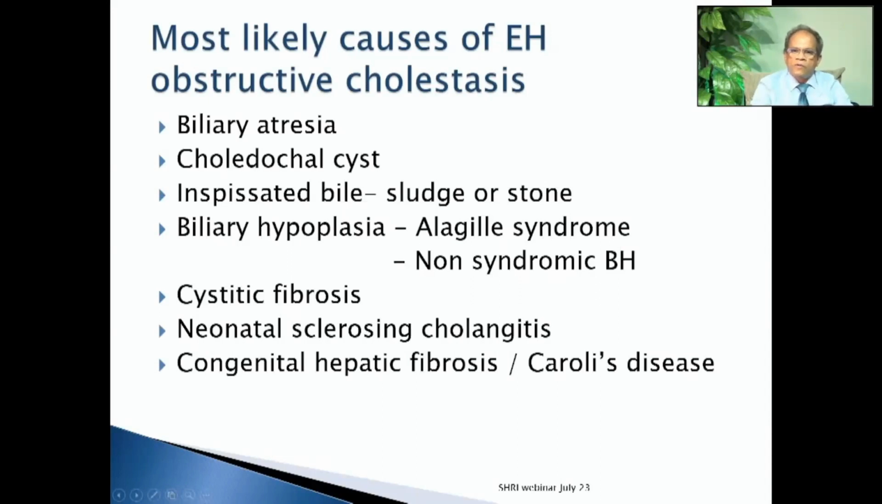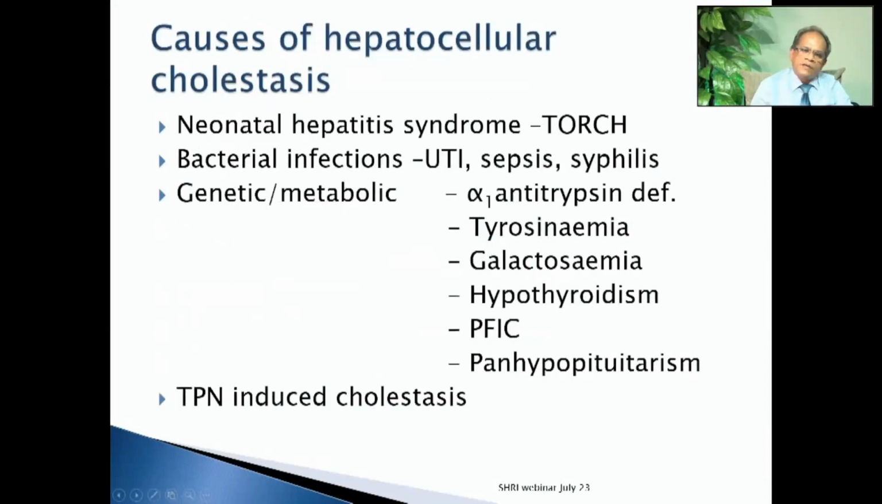So we were talking about extrahepatic cholestasis, and what are the intrahepatic or hepatocellular causes of cholestasis? Now that's the commoner variety. So you have neonatal hepatitis syndrome, that can be due to toxoplasmosis, rubella, cytomegalovirus, herpes. So intrauterine infections can lead to neonatal hepatitis syndrome when the baby is born, and they can have cholestatic jaundice. It is very important to differentiate the two so that you can intervene early.